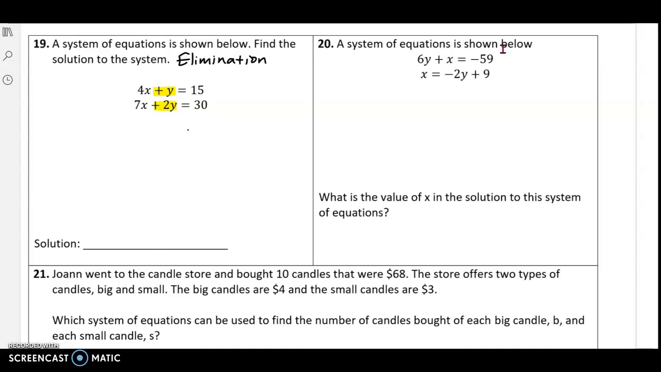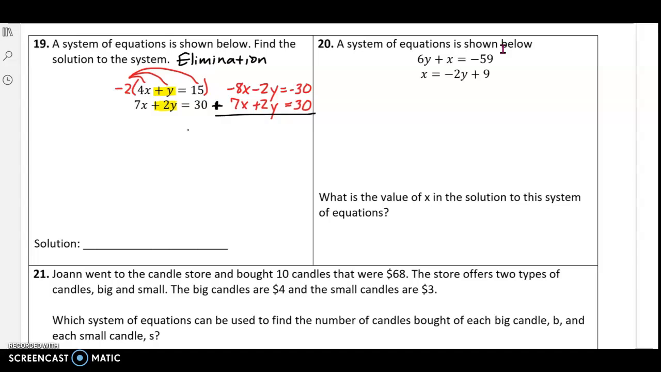So we're going to multiply the entire top equation by -2. So -2 times 4x is -8x. -2 times y is -2y. And -2 times 15 is -30. And the bottom equation will remain exactly the same. And now you can see, guys, that -2 and +2 add up to 0, and they do eliminate when we add the two equations together.